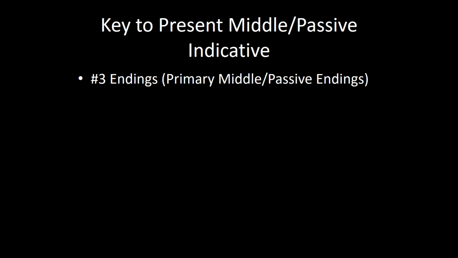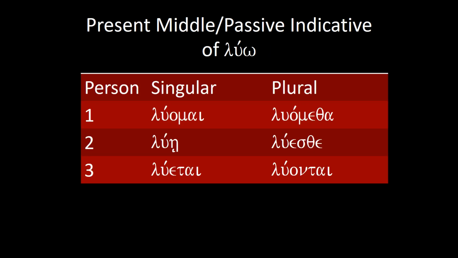So what would the key be? Well, we would say the key would be, again, the number 3 endings. Mai, sai, tai, metha, sthe, ntai. So here's what it looks like once again. Luomai, lue, luetai, luometha, luesthe, luontai.